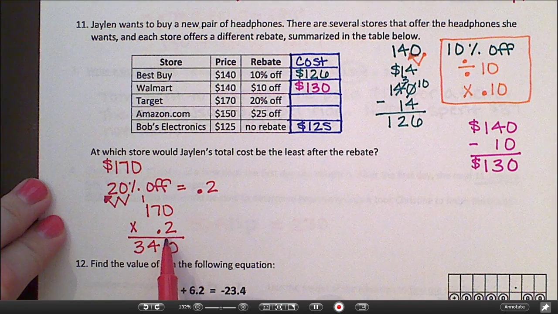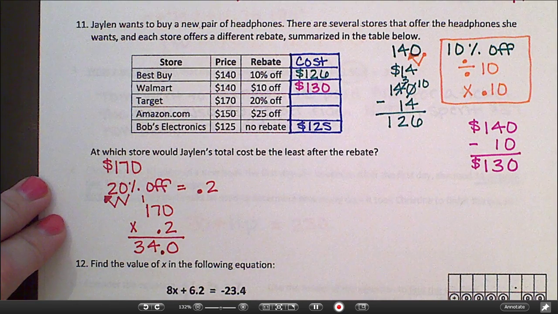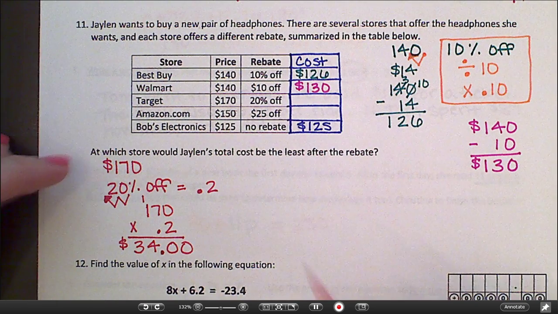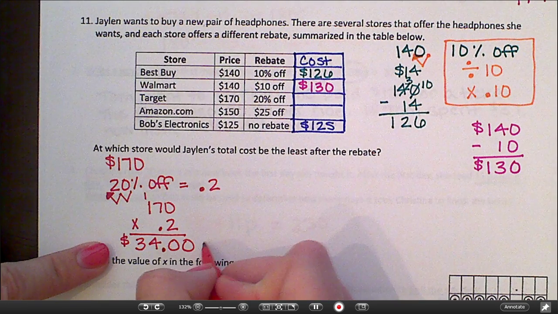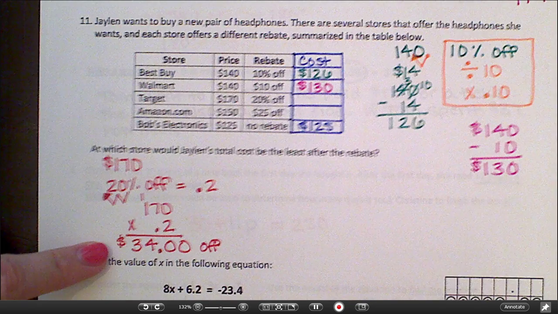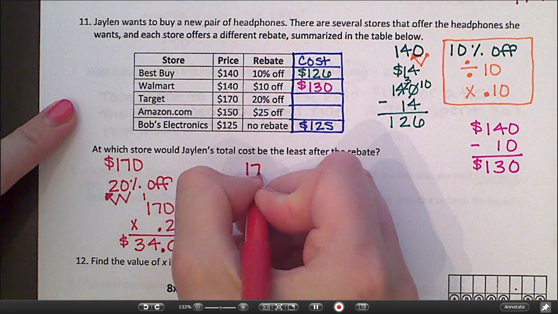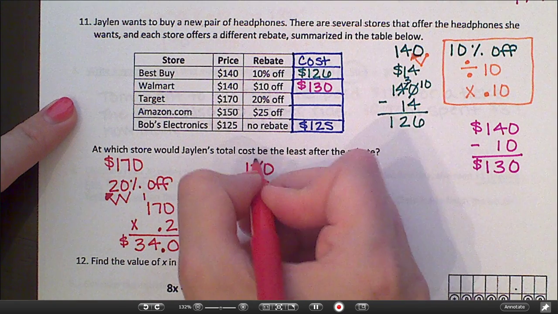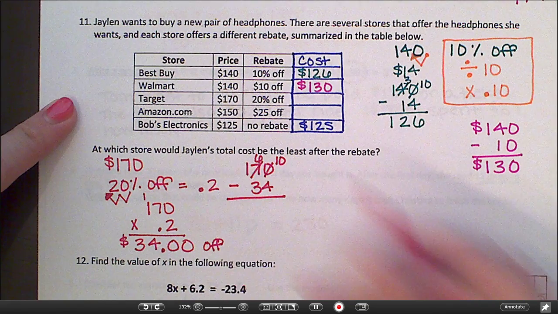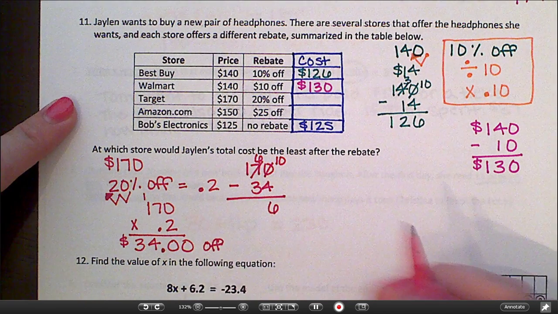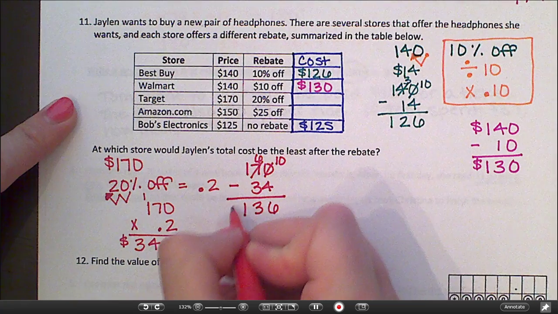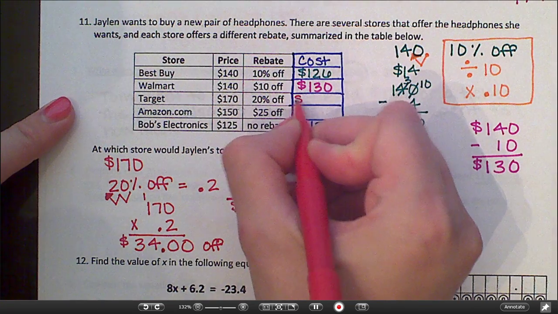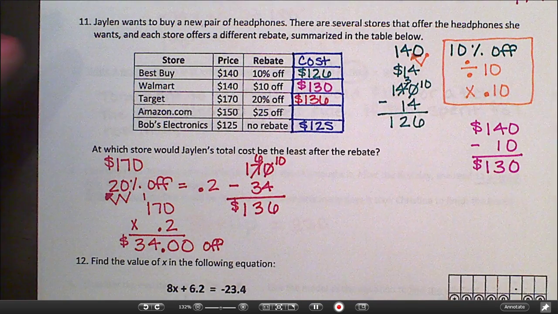One digit after my decimal point. So one digit after my decimal point. I'm going to add my money there. They're going to give me $34 off. Now that's not my sale price. I have to go ahead and subtract. So $170 minus $34. You're working this out on your paper. Means that after the sale, I'm going to pay $136 at Target.